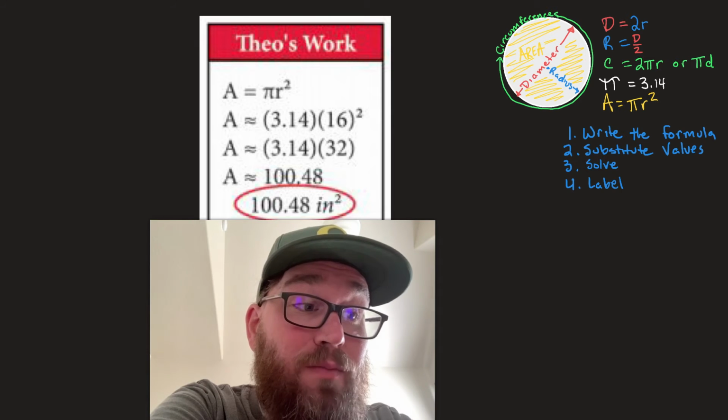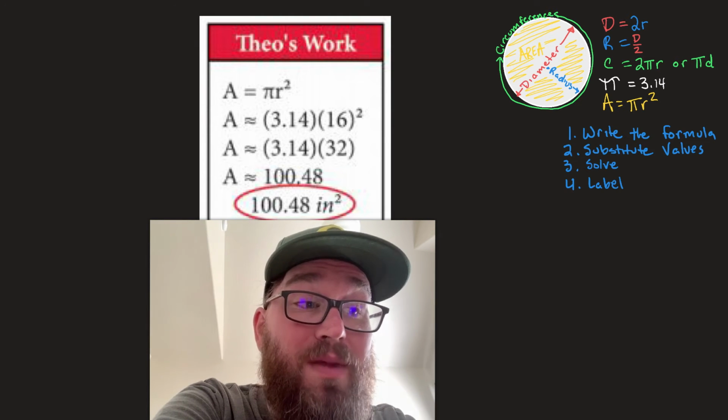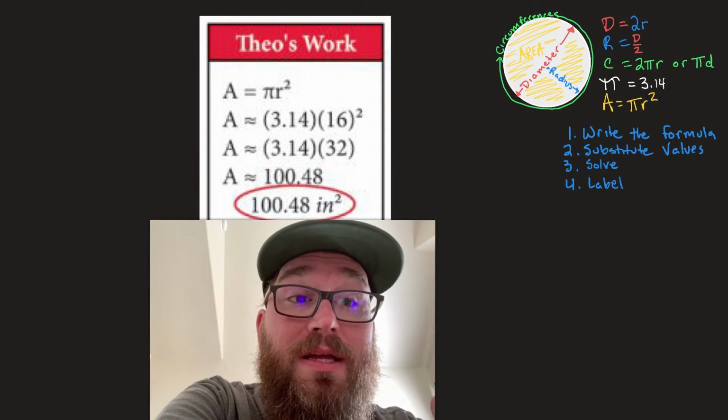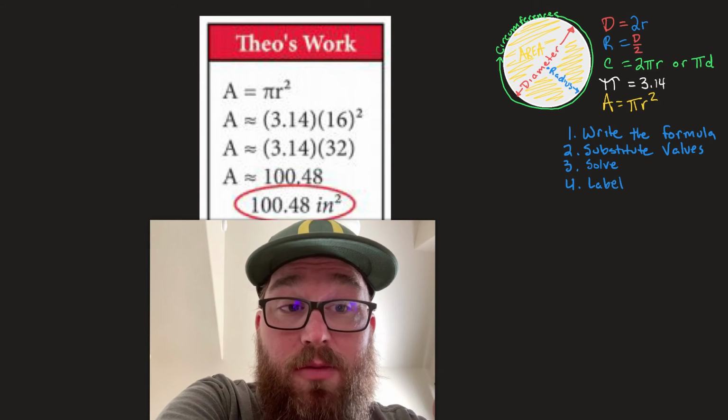But remember, that's not times 2. It's an exponent. It's squared. It means times itself, multiplied by itself. So will you please correctly solve the problem?